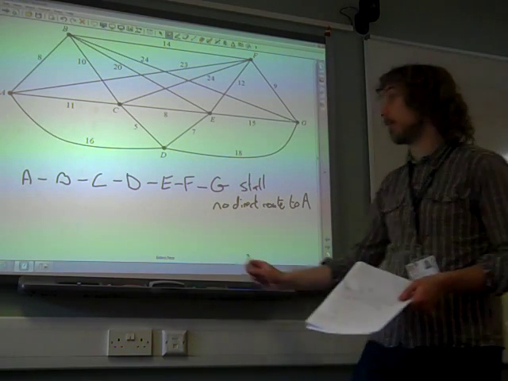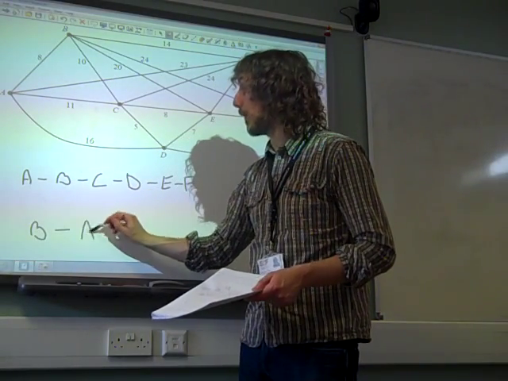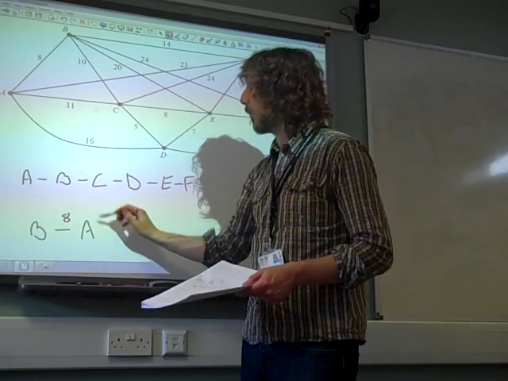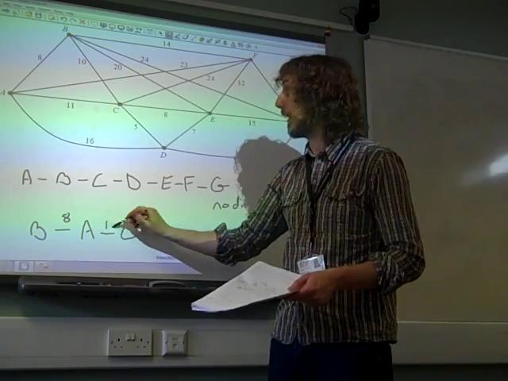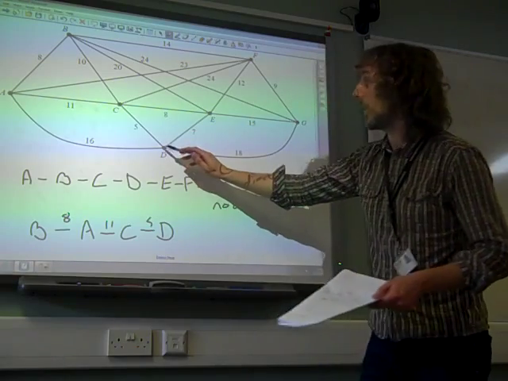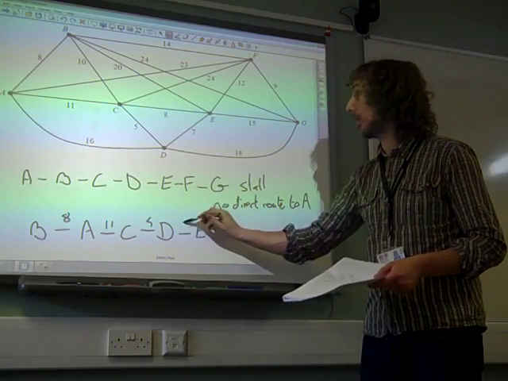Then it says start at B. If we start at B, we would go to A first, a distance of 8. From A, we'd go to the nearest one to that, which is 11, taking us to C. The nearest one to C is D, at a distance of 5. The nearest one to D that we haven't yet been to is E, 7.